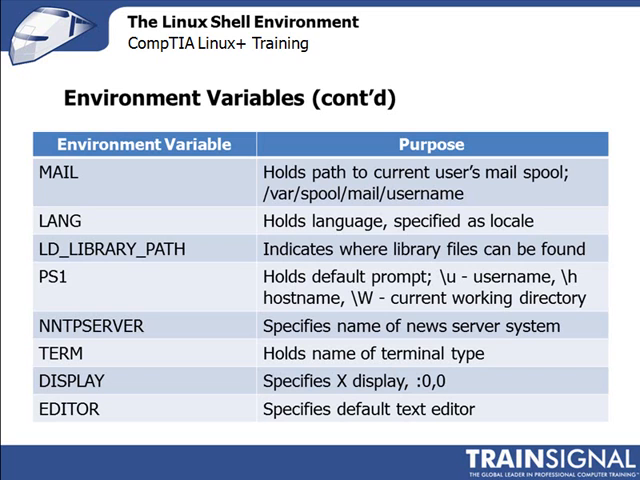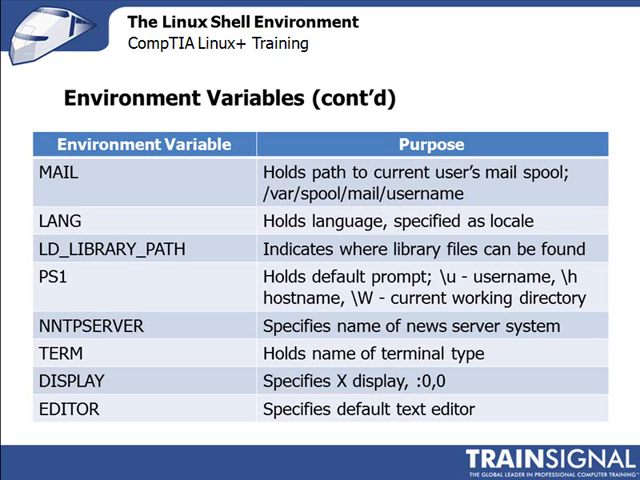And with this variable, \u will indicate the username, \h will indicate the host name, and \W will indicate the current working directory. Next we have NNTPSERVER, which specifies the name of news server systems. Then we have TERM, which holds the name of the terminal type, followed by DISPLAY, which specifies the X display, usually indicated by :0.0 if you have one display. And finally we have EDITOR, which specifies the default text editor.